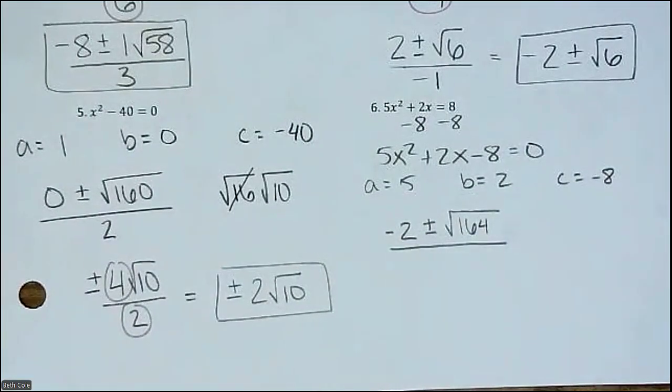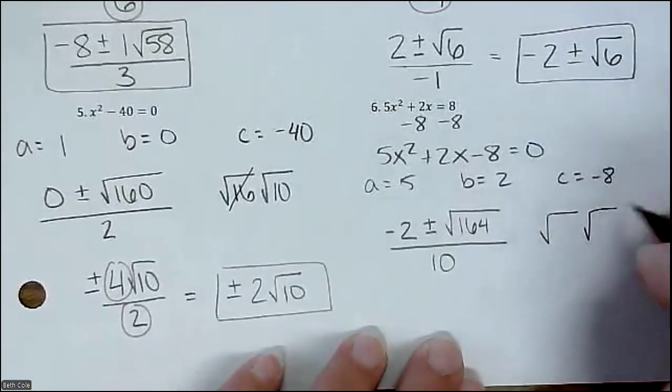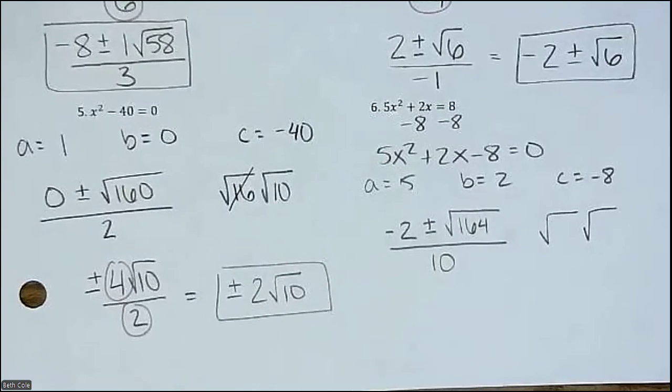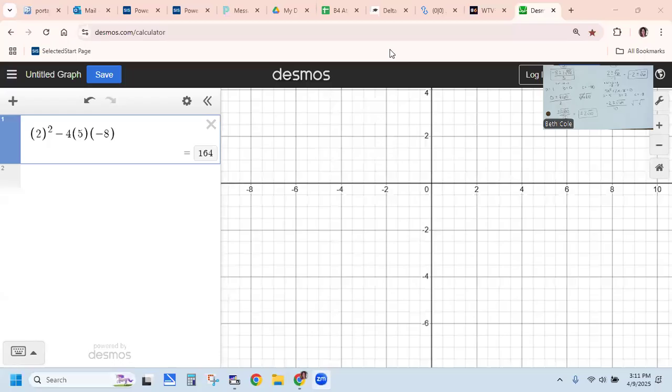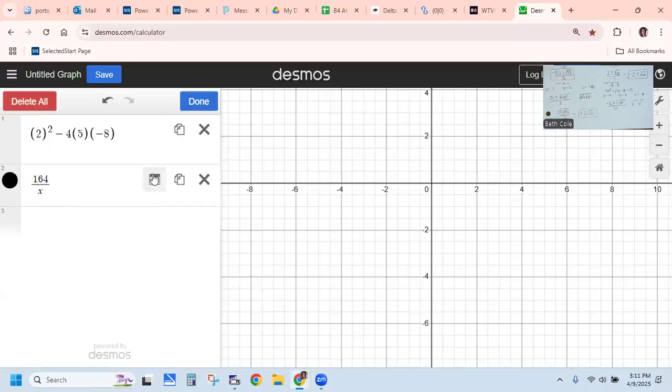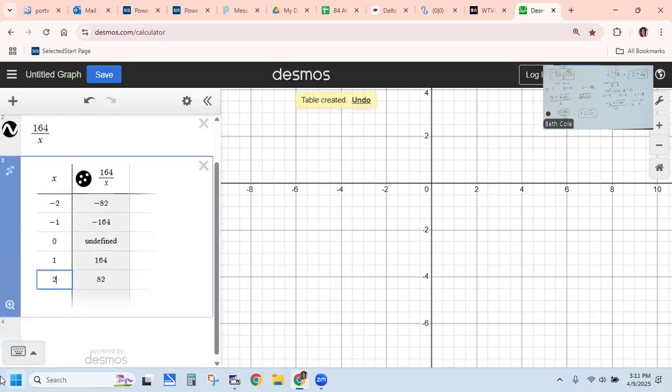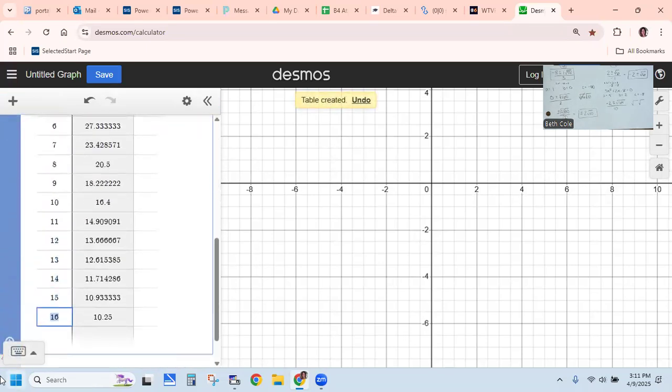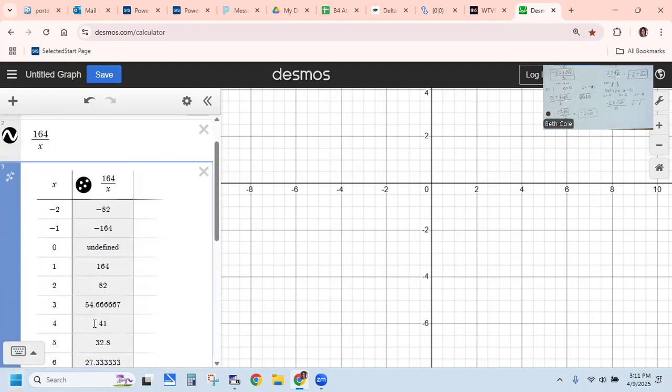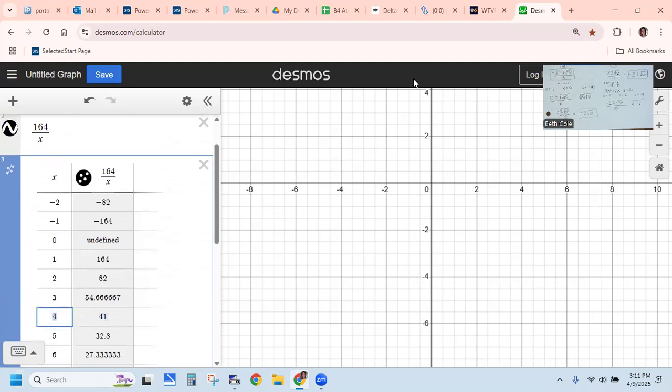Big fraction bar. What goes on the bottom? 2A. That'd be 2 times 5, which is 10. Good job, guys. Now, as a heads up, this is not going to be 64. 164 doesn't work that way. I think it's 4, actually. Let me see. I know that 16 will work. I'm going to go all the way out to 16. Yeah, see, 16 will give you a decimal. That won't work. I think it's just 4. 4 and 41. Good.